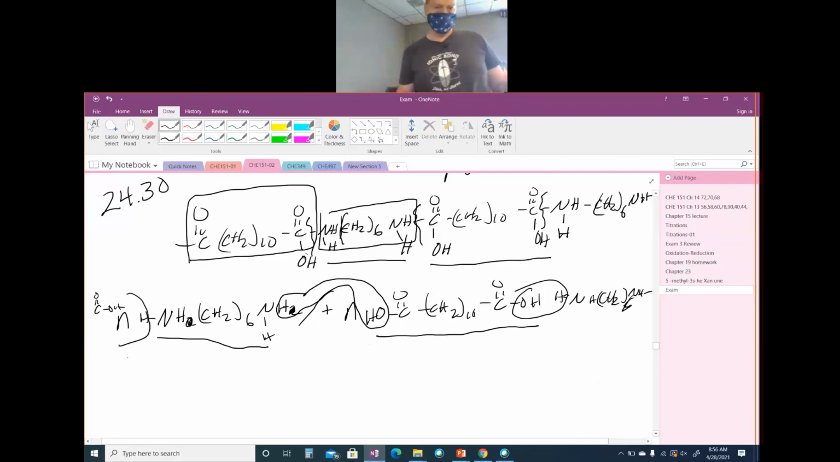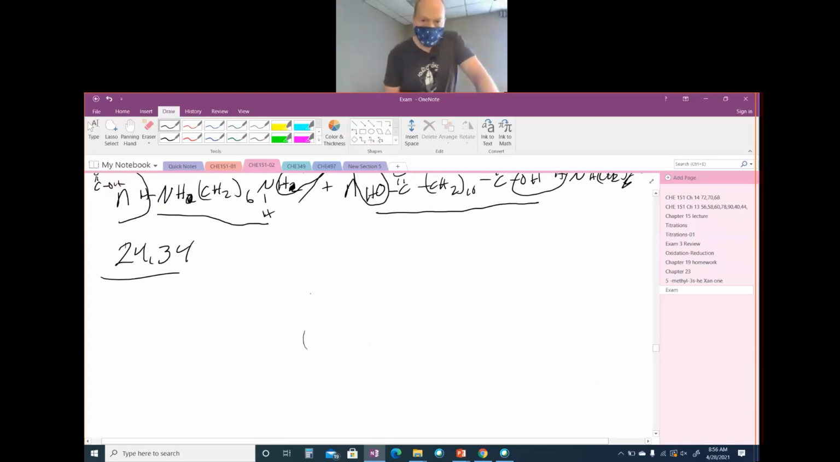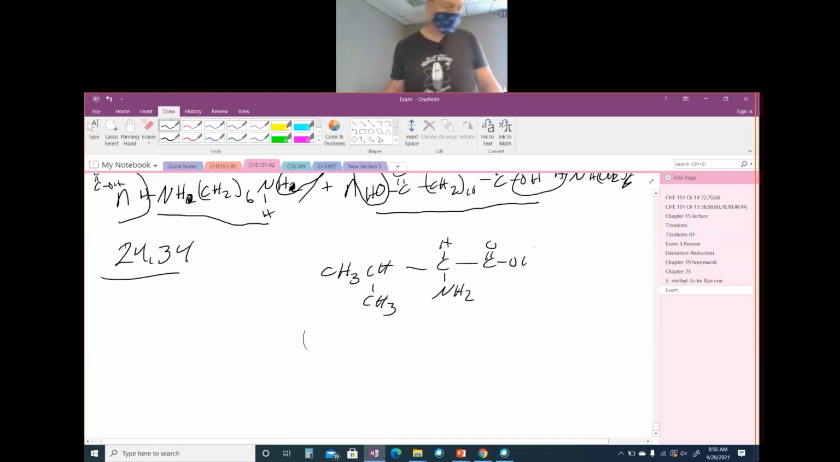All right, 2434. Valine has the structure. They give you the structure of valine. It has CH3, CH, CH3. That is then connected to the chiral carbon where it has an H, an NH2, and the carboxylic acid. It says draw the zwitterion at neutral pH.